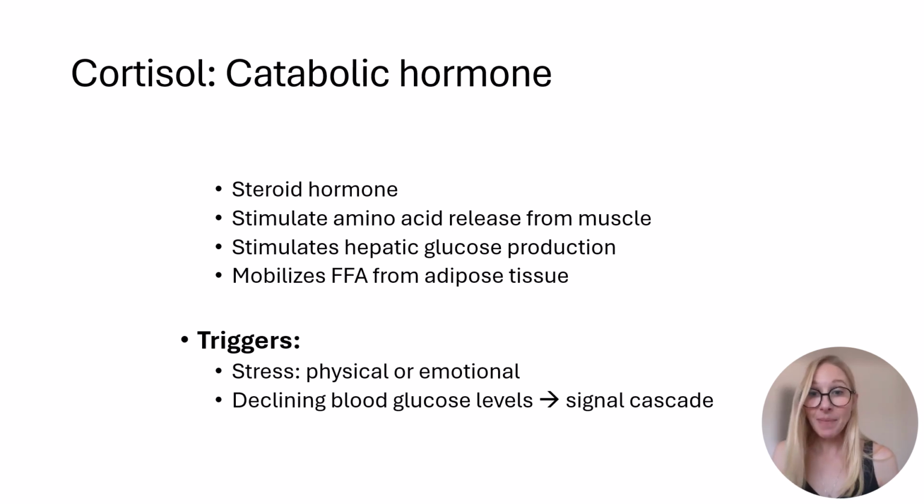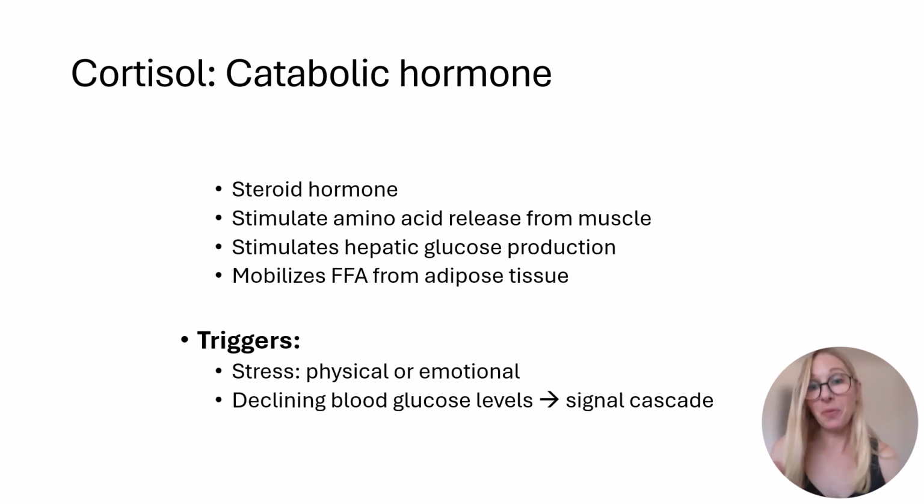We also have the catabolic hormone cortisol, so it's a steroid-derived hormone. It's going to stimulate the release of substrate, particularly amino acids from muscles, glucose from the liver, and free fatty acids from the adipose tissue. Again, acutely very good. It's going to provide that fuel to help support anabolism.